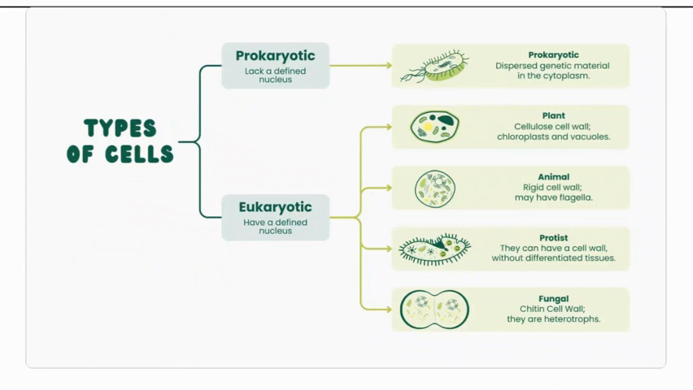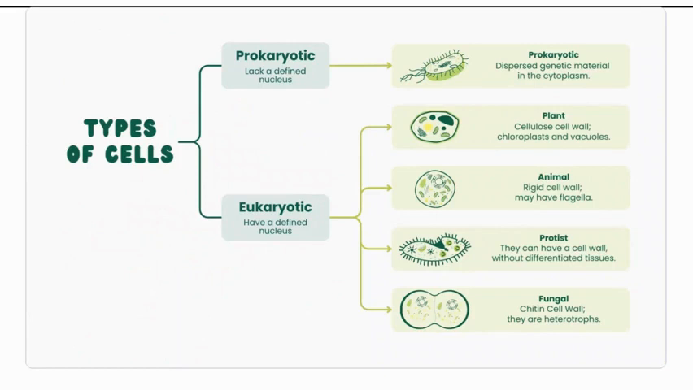The types of cells include prokaryotic cells and eukaryotic cells. Prokaryotic cells lack a defined nucleus, and they have dispersed genetic material in the cytoplasm. The eukaryotic cells have a defined nucleus, and there are many types of eukaryotic cells.